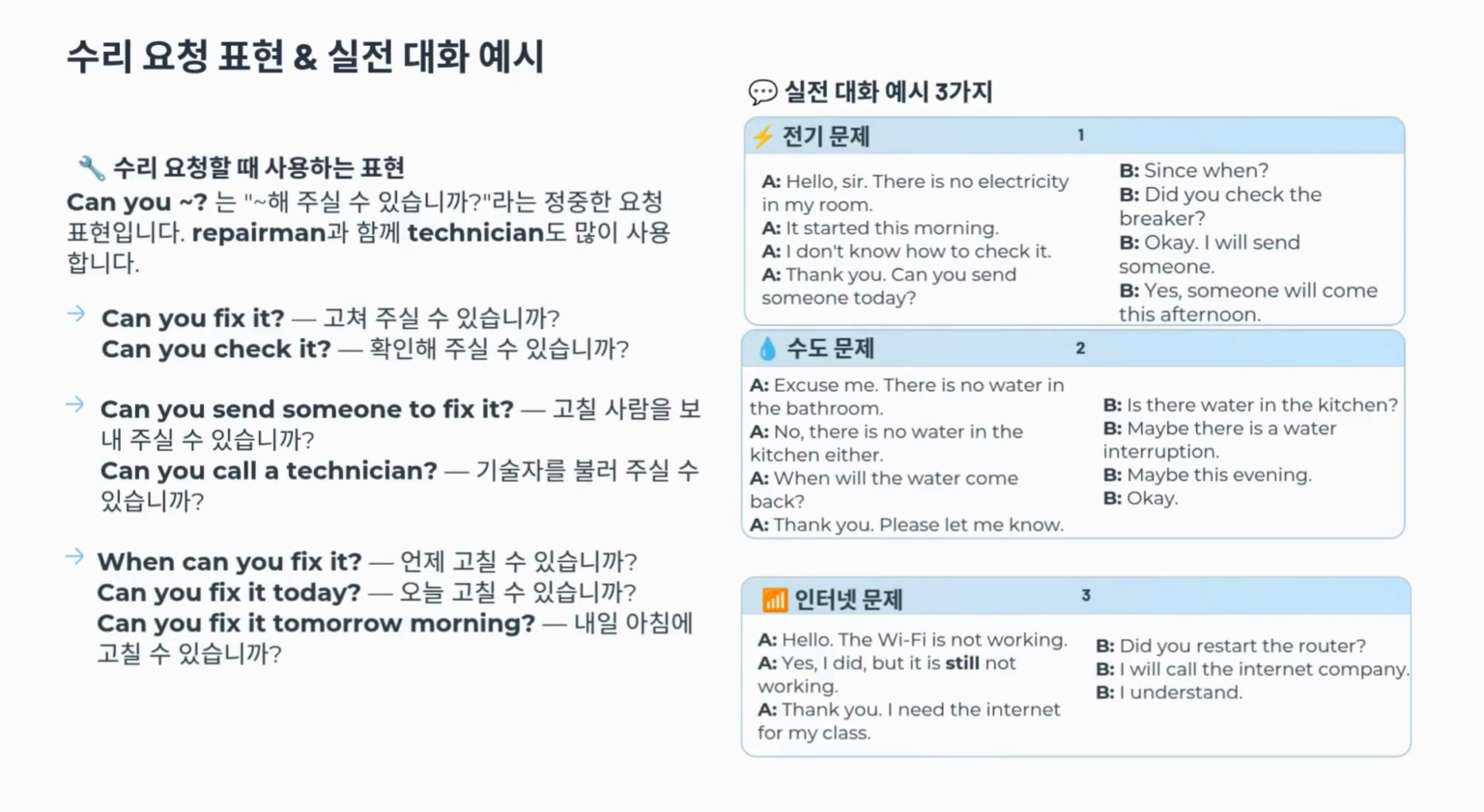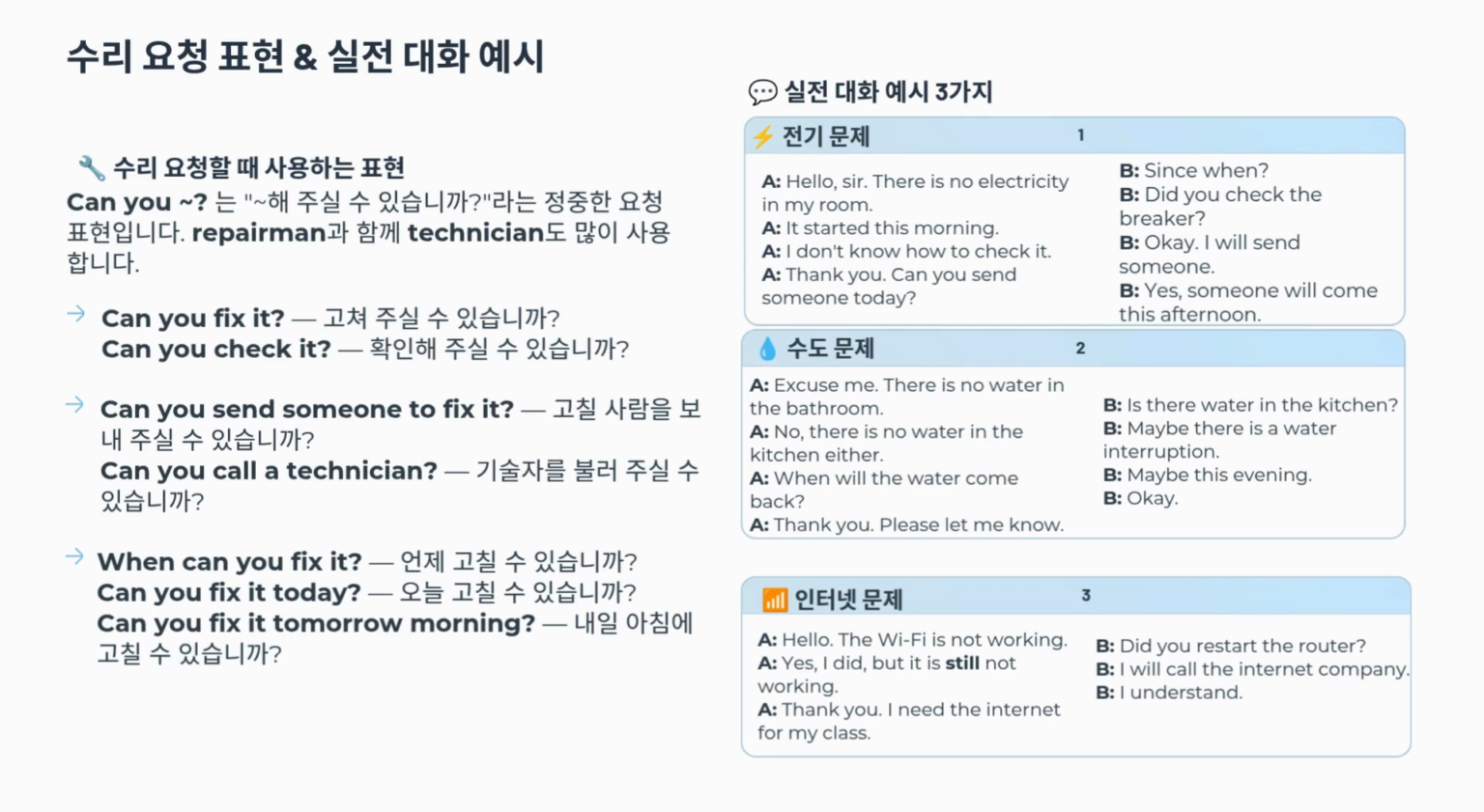After reporting the problem, make a polite repair request. Say, can you fix it? Can you check it? Can you send someone to fix it? Or can you call a technician? Ask about timing with, when can you fix it? Can you fix it today? Or can you fix it tomorrow morning?